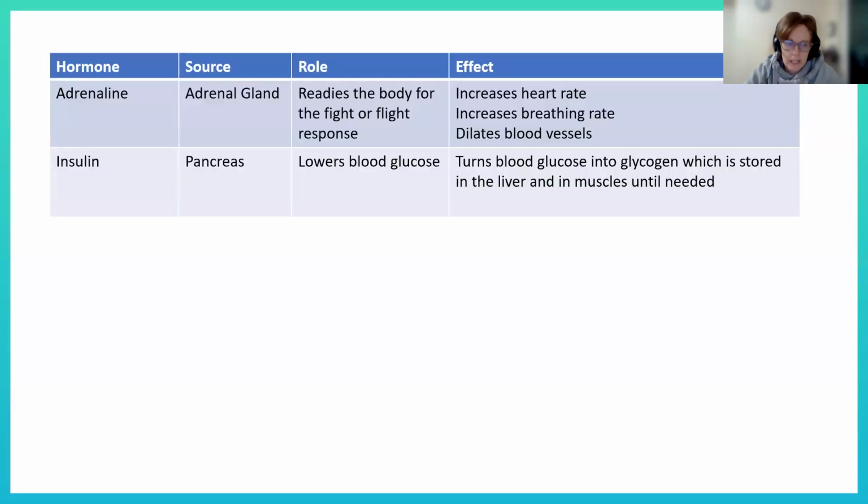Then we have insulin, which we've talked about briefly before. This comes from the pancreas. It lowers blood glucose levels. It does this by converting glucose into glycogen, and that glycogen is then stored in the liver and the muscles until we need some more glucose, and we can turn that glycogen back to glucose then. So it takes glucose out of our blood and stores it up as glycogen. That's the role of insulin.